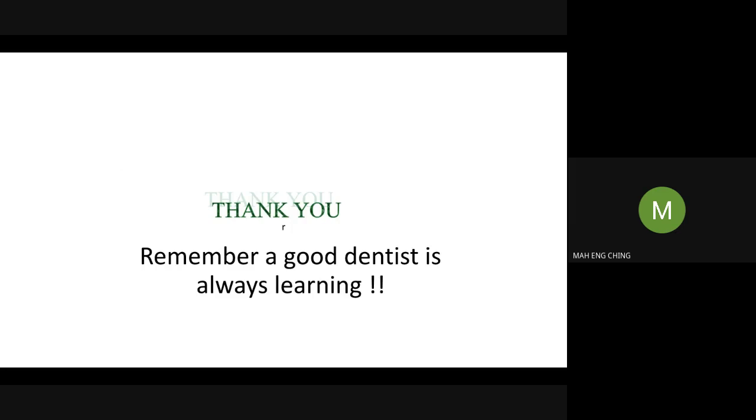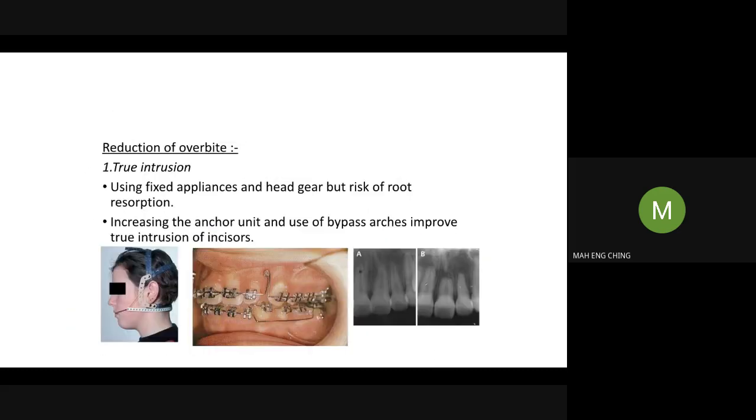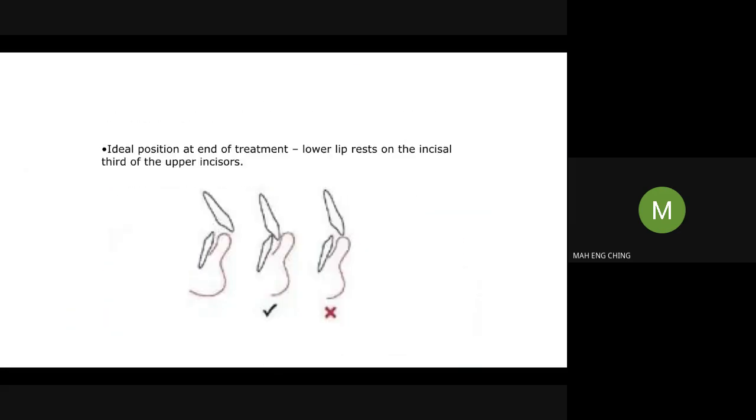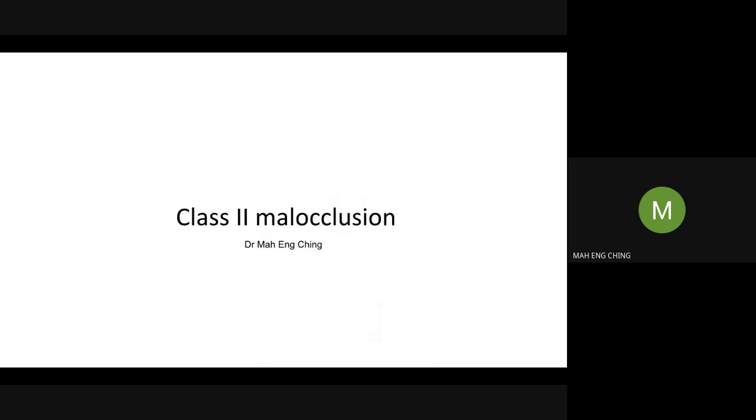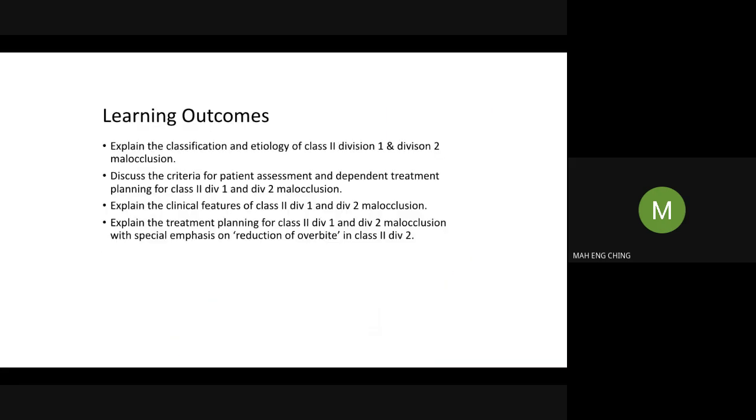I think with that, I cover most of the lectures. Do you have any questions to ask me? If not, I think we go back to this learning outcome. So you should explain the classifications and etiology of class 2, division 1 and 2.